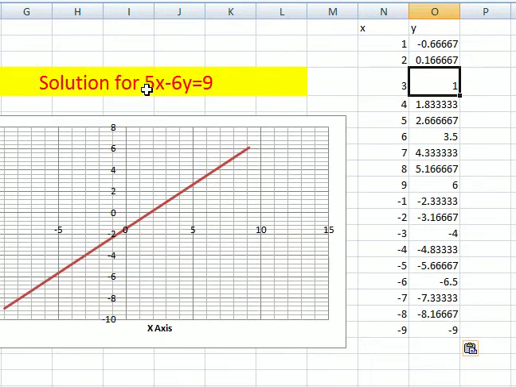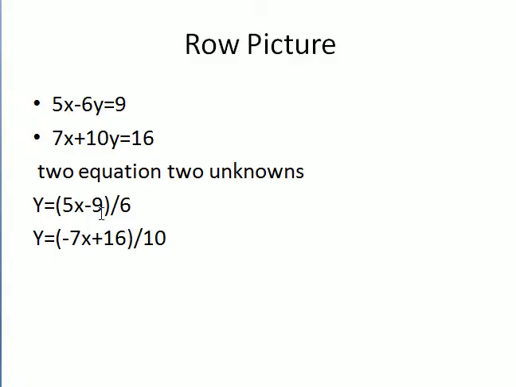So what is the value here? 5 into 3 is 15, minus 6. 15 minus 6 gives you 9. So if you take any value in the series and substitute here, it will give you the value 9 exactly. Okay, so now let us see the second equation.